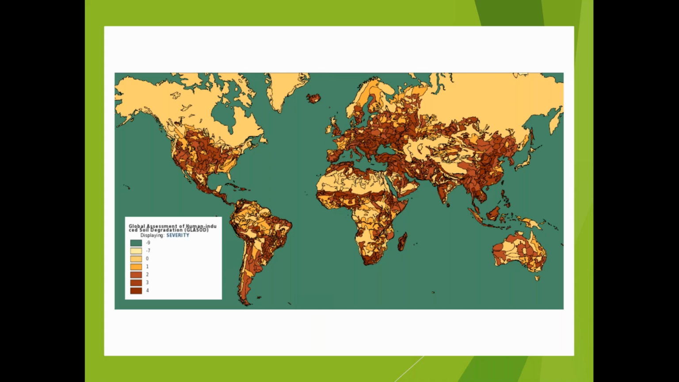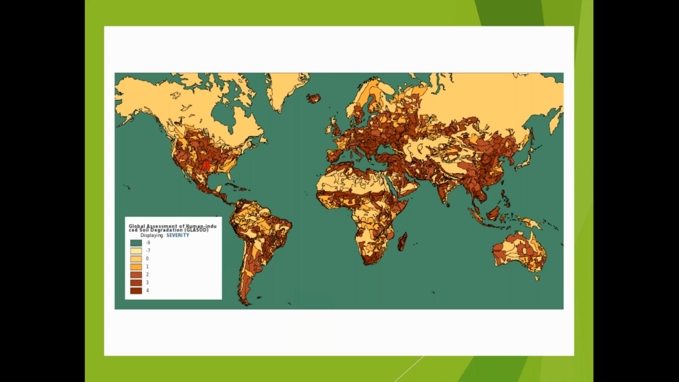This map, the Global Assessment of Human-Induced Soil Degradation, is available online. It'll be part of the handouts and links to information. You can go and look at this map in real time and zoom in to your area. It's a really cool map because it's all GIS controlled, and you can go in and look at these different areas. I just wanted to put up the global.